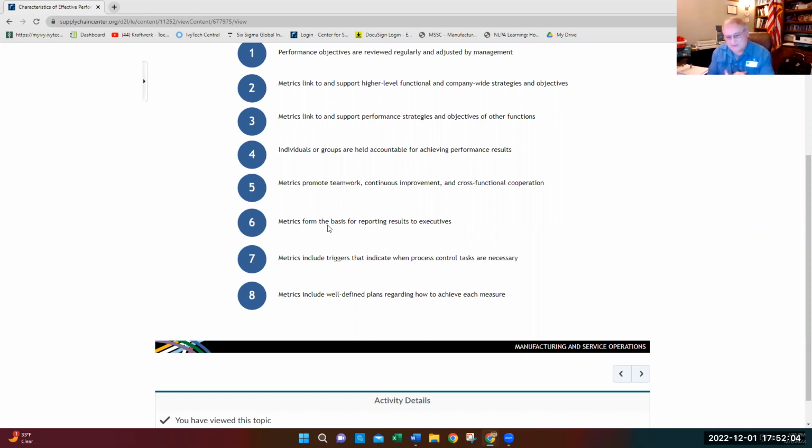They have these triggers at each one of those for every student in every class. So yeah, they can see the big picture on if we're trending down, where we have fewer people that are reaching their educational goals and earning their certifications, or they're having a positive effect on completing their goals and earning their education. So anytime there's a trend that looks like it's headed in the wrong direction, it's all hands on deck to try to figure out how we can turn that around. And the last one here they say is metrics include well-defined plans regarding how to achieve each measure.